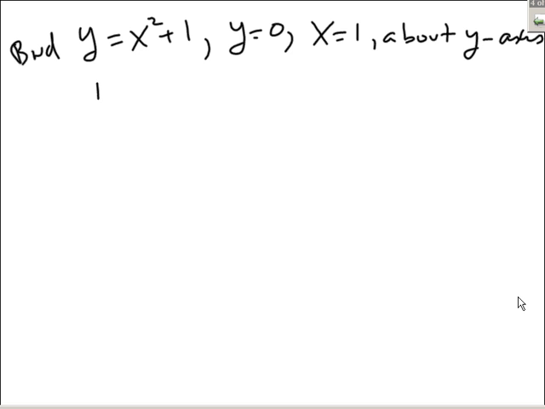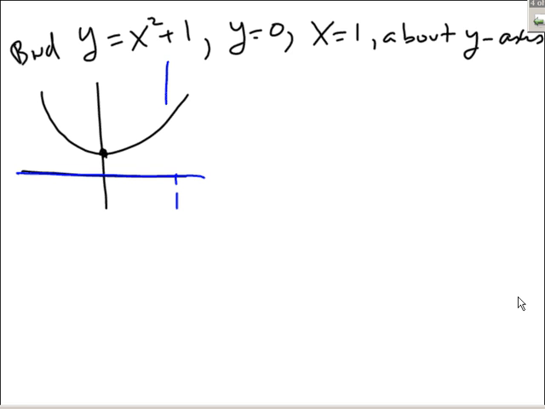Well, x squared plus 1 looks like this, where it has 1. Y equals 0 is this line right here, and x equals 1, call that 1. This is x equals 1. And bounded by x equals 0, I guess. X equals 0 is this line. So it's the area bounded by the curves in blue.